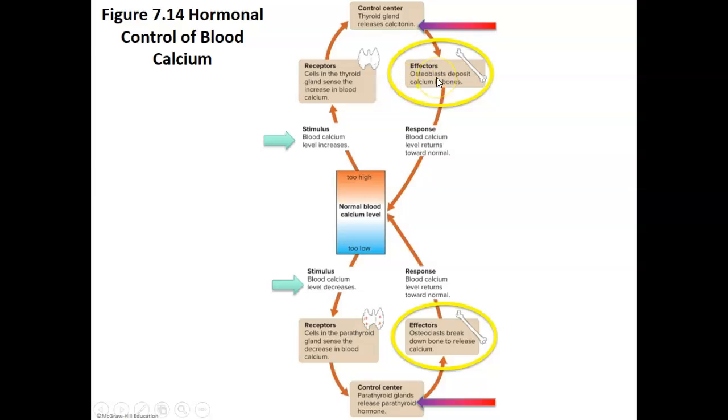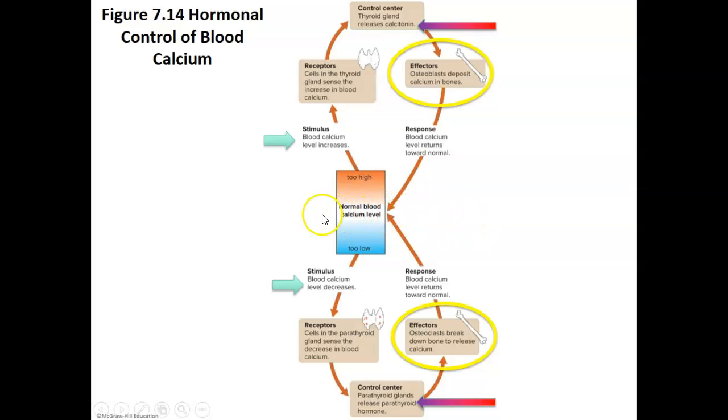So remember, blasts build bone. So basically what's going to happen now is the osteoblasts are going to take the excessive calcium in my blood and deposit it into my bones. This will allow my blood calcium levels to return towards normal or that homeostatic medium level.